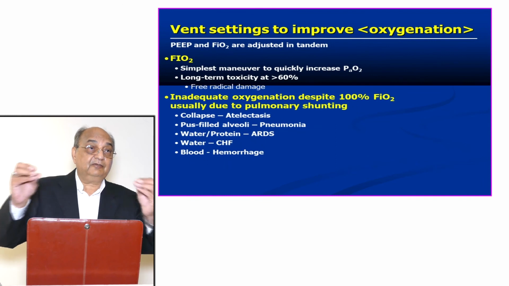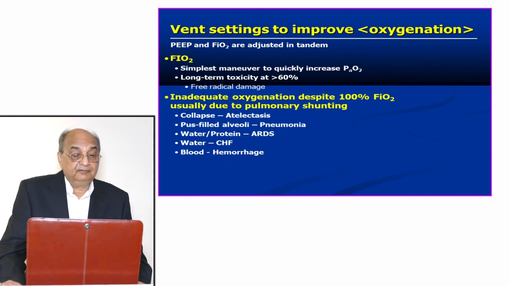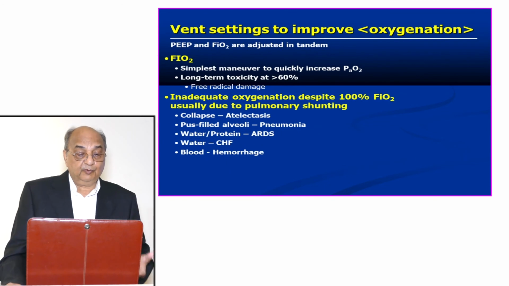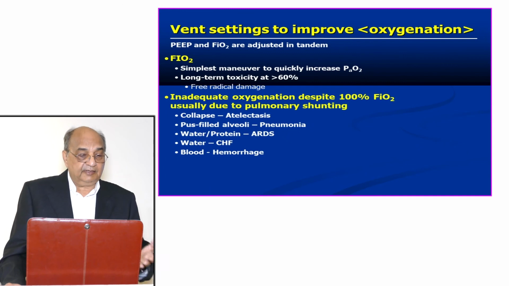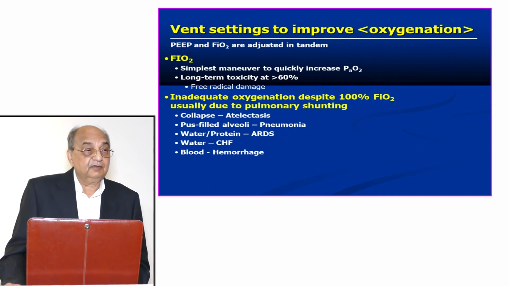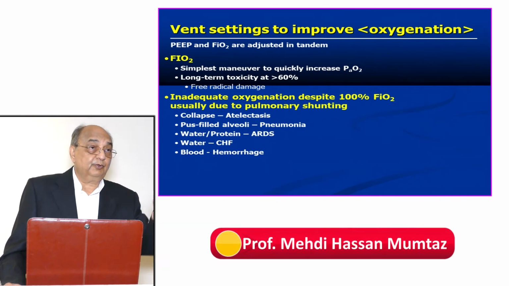Atelectasis, where small portions of the lungs are collapsing. Then it could be pus-filled alveoli or pneumonia, or it could be water and protein, ARDS, or congestive heart failure, or it could be blood in the lungs. So you will have to scrutinize this.